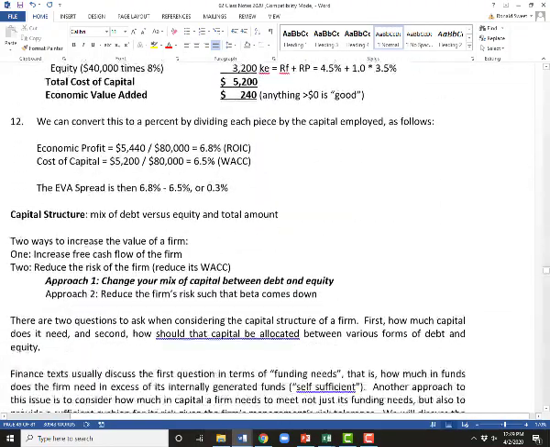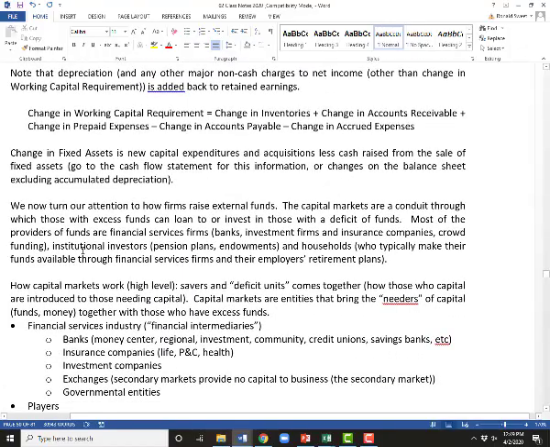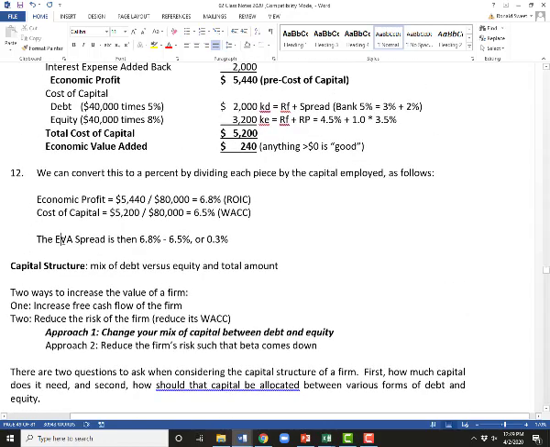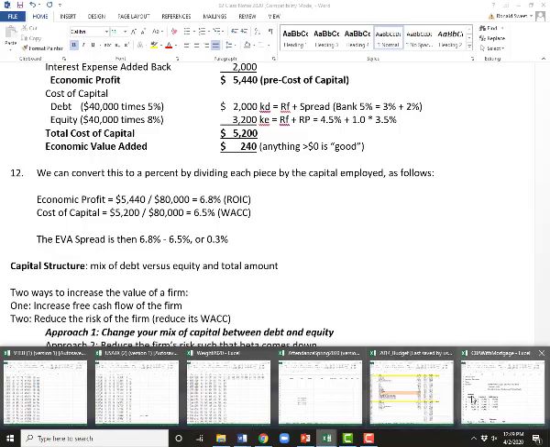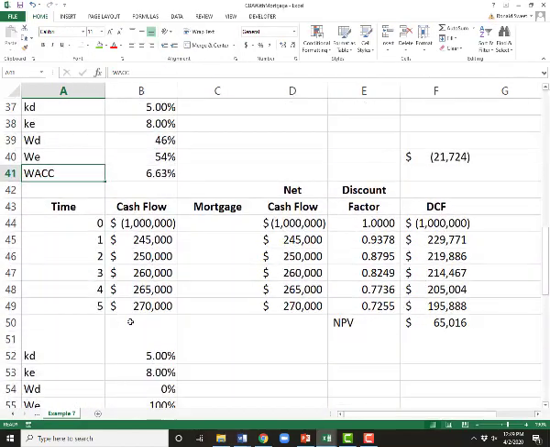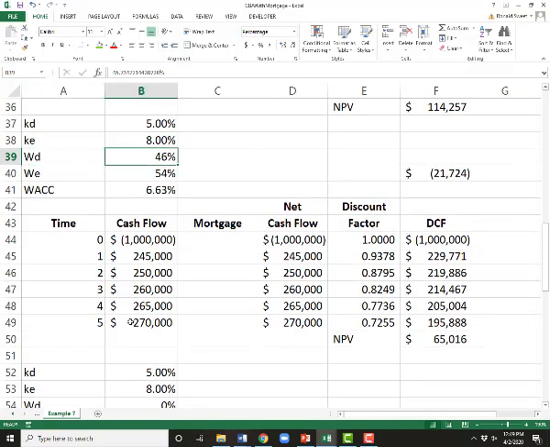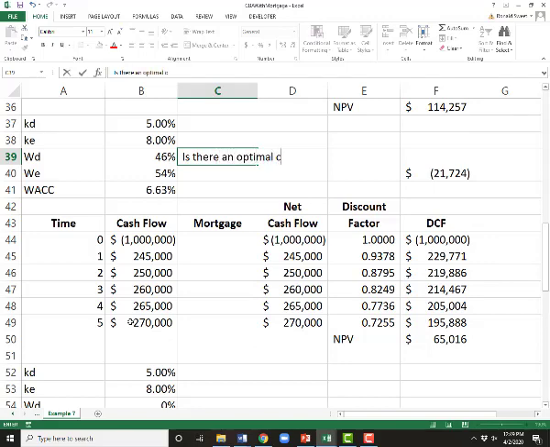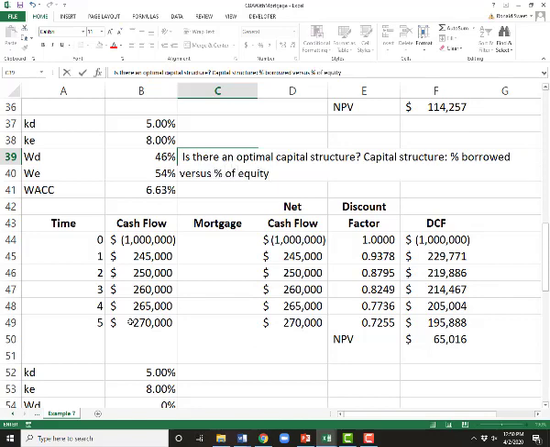So we just finished enterprise value added, or economic value added. And now what we want to ask is, one reason I want to do this now is we just talked about what happens to our cost of capital if we have 50% in debt or 100% in equity or 50-50, whatever. And so the question is, is there an optimal capital structure? What does capital structure mean? Capital structure is the percent borrowed versus the percent of equity.